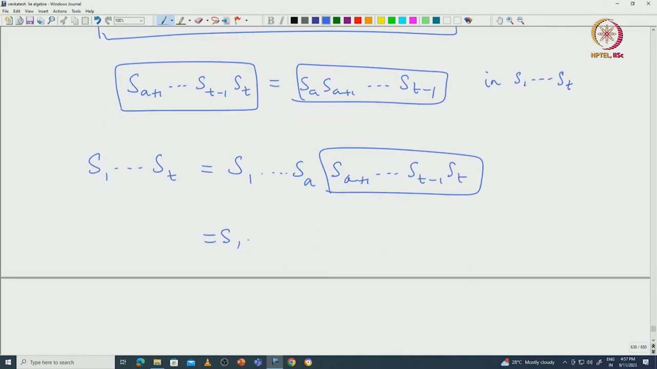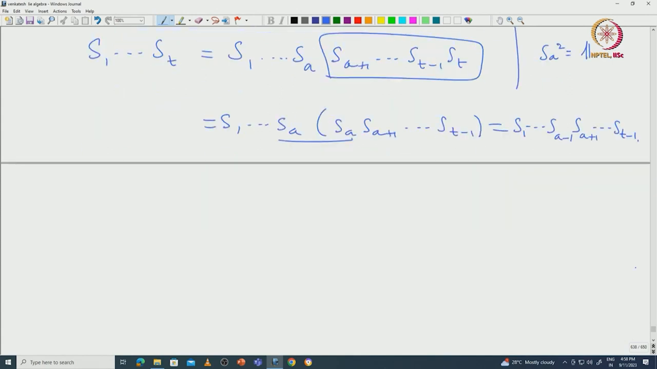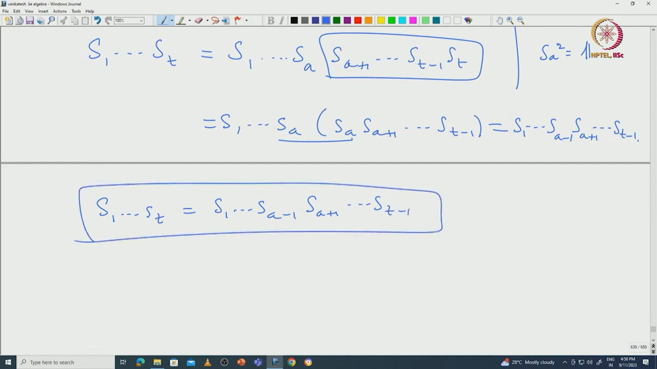You can see that this is exactly S 1, etcetera S a, S a, S a plus 1, etcetera S t minus 1, which is exactly S a, S a will be square, will be identity. So, then that implies this is exactly S 1, etcetera S a minus 1, S a plus 1, etcetera S t minus 1. So, this proves that we can remove that index S a. So, S 1, etcetera S t is the same as S 1, etcetera S a minus 1, S a plus 1, etcetera S t minus 1. So, the deletion property is satisfied by the Weyl group, that is what it says.